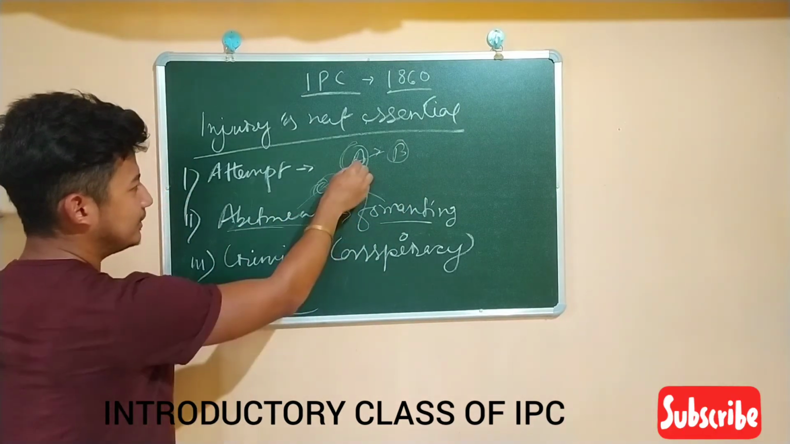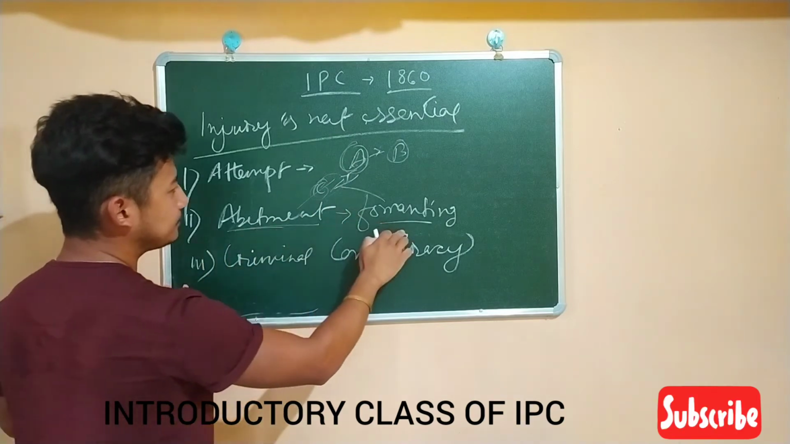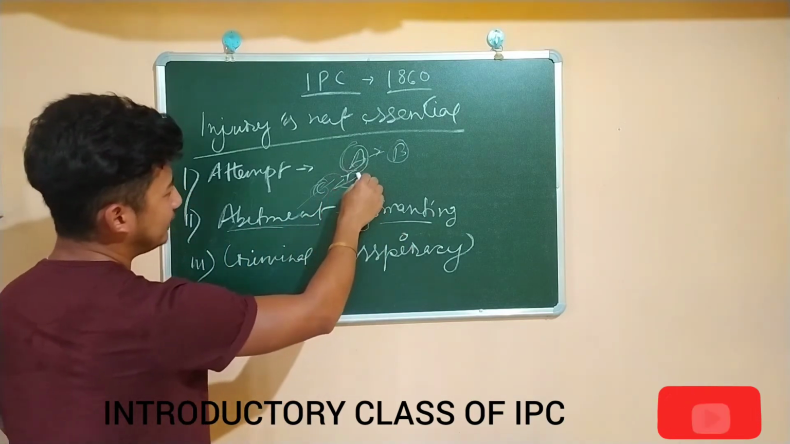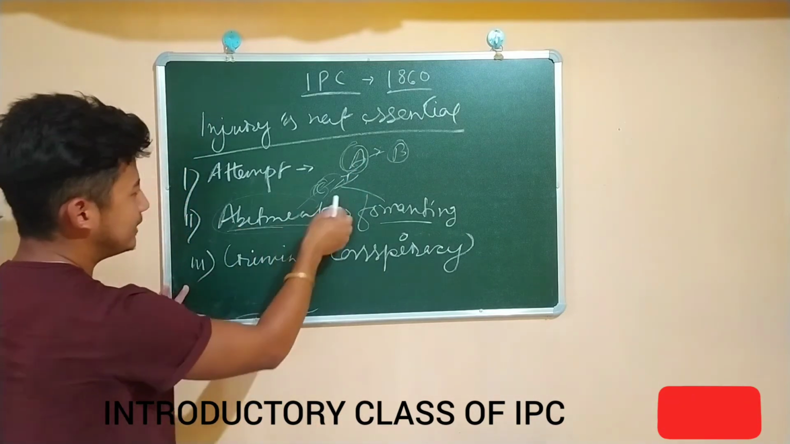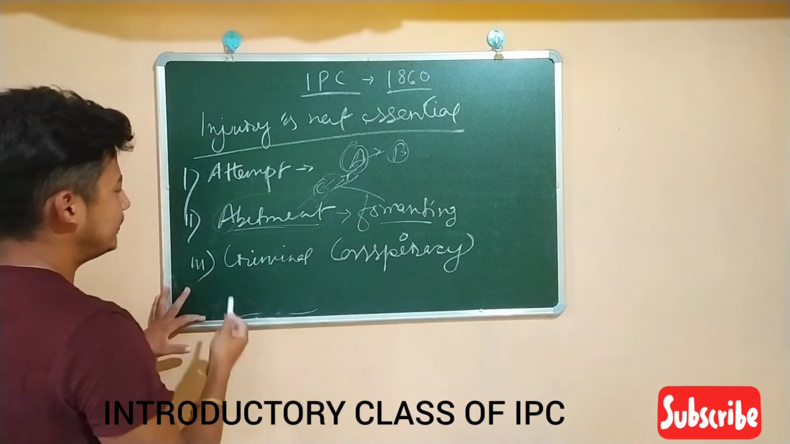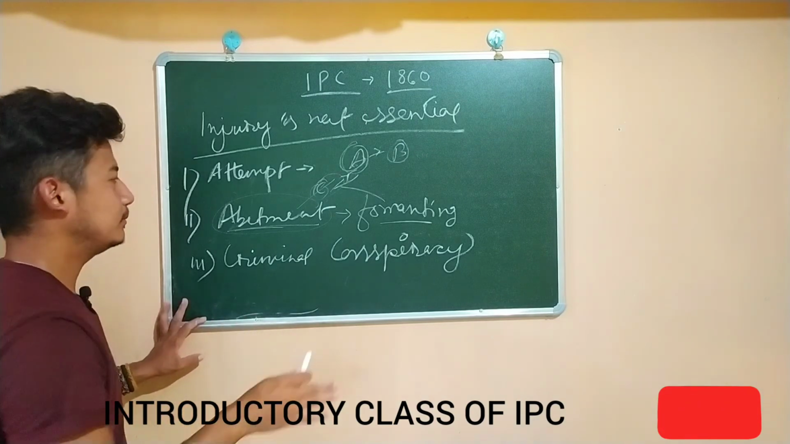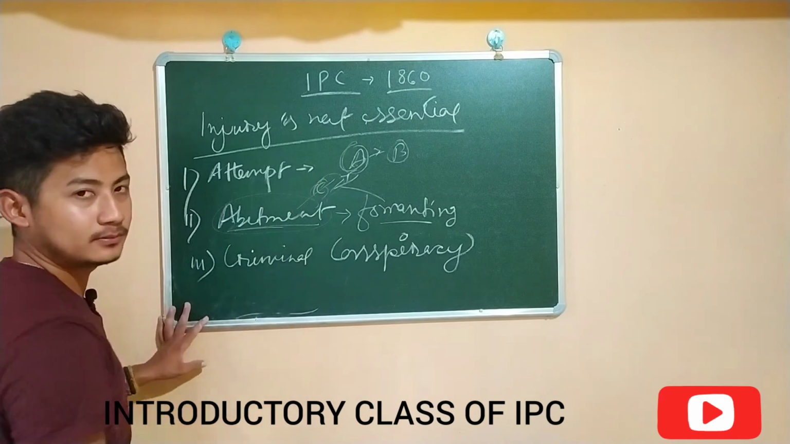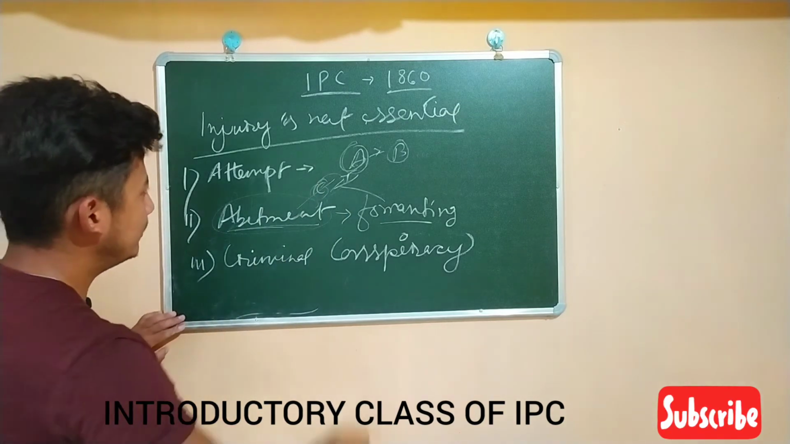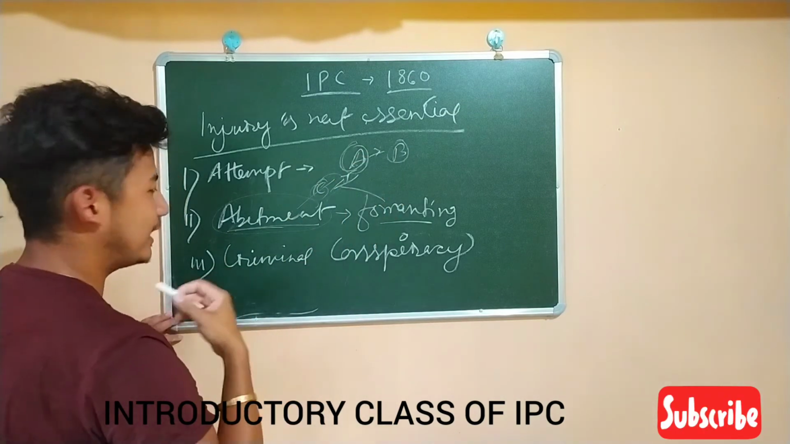Okay, I fomented him, or I abetted him, then accordingly he committed the crime. So that is the abetment. So here in this case I will be punished for the abetment, though I have not done anything, since I have abetted the culprit, so I will be responsible, I will be punished.